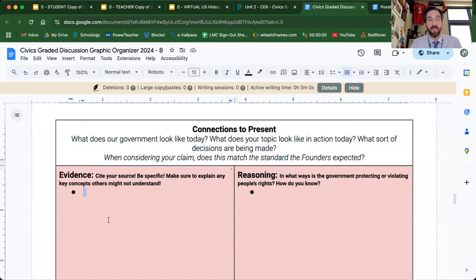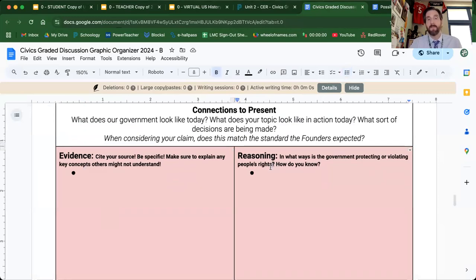All right, so here on this side, this is where you're going to cite your articles, right? According to the Wall Street Journal, according to the Washington Post, and so on. Over here, your reasoning, explain that. I would say that anytime you have a bullet point of evidence, you should have at least one, if not two, bullet points explaining that evidence.